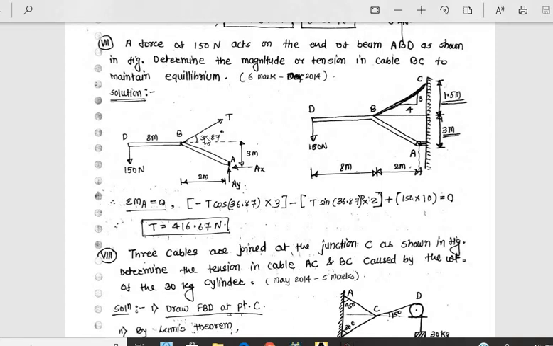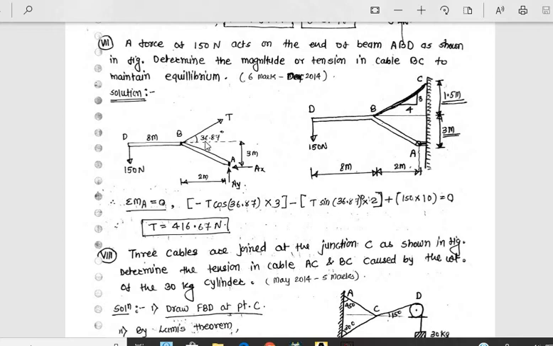Okay, so you have to take moment at the support. So where is the support? Support is A. Okay, so take moment about point A. The moment is force into distance, and take clockwise moment positive, anti-clockwise negative. Okay, here what sign convention is used.